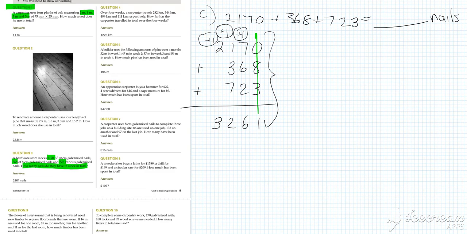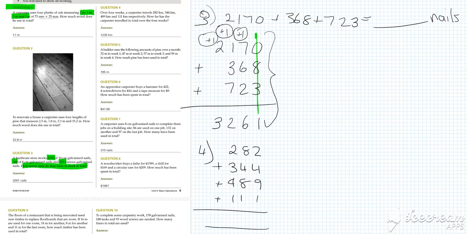Then if we go to question 4, sorry, I wrote C, I meant 3. Over 4 weeks, a carpenter travels 282, 344, 489, and 111 kilometers respectively. How far has the carpenter traveled? Again, we're going to add them together, starting on the right hand column, making sure that we carry over our extra pieces, and then we'll get our answer and we'll put kilometers in at the bottom.